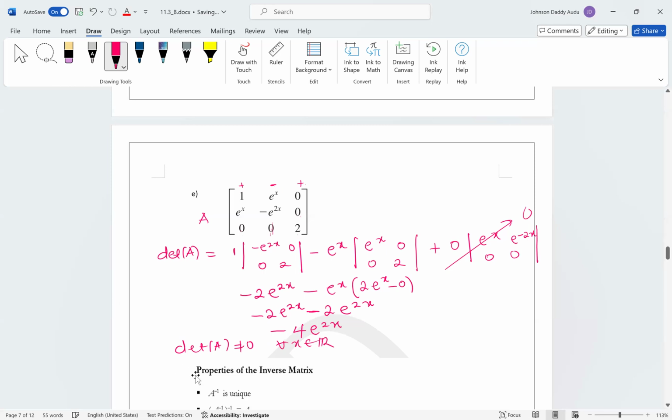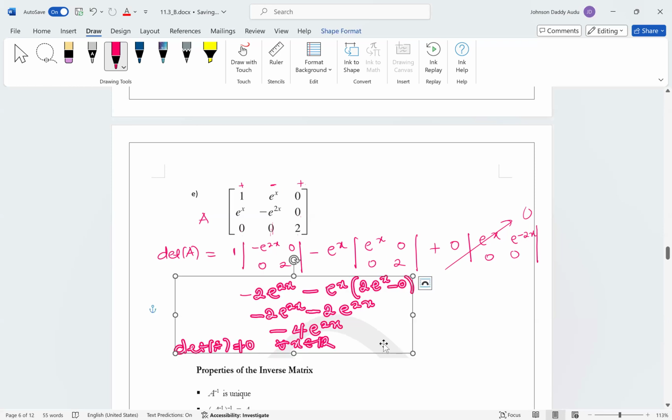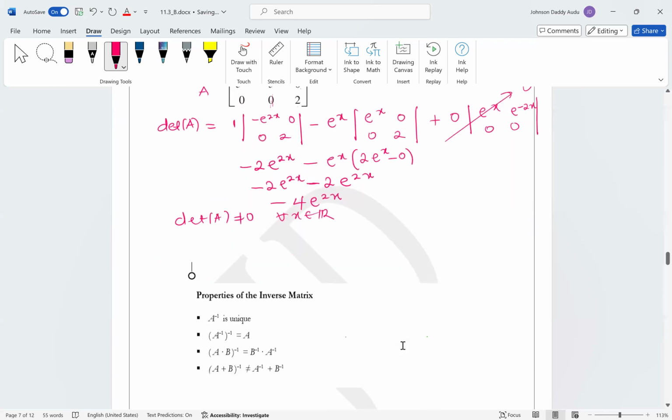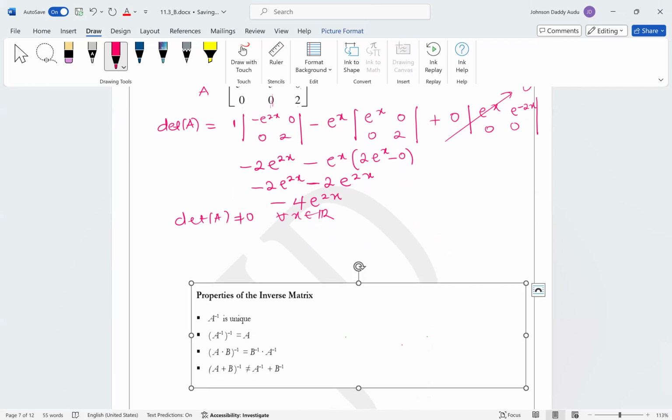And what it simply means is that your matrix is invertible. We can find the inverse of this matrix. It simply means that A is non-singular.